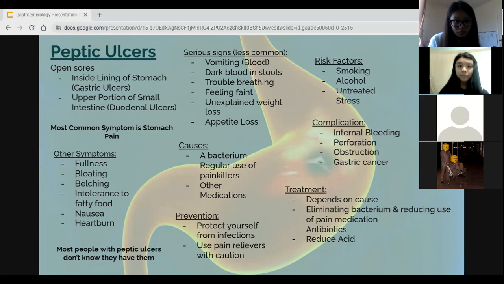Antibiotics are given to eliminate the bacterium, and medications are given to block acid production and promote healing. Medications are also prescribed to protect the lining of the stomach and the small intestine. Next, we will move on to colon polyps/colon cancer.